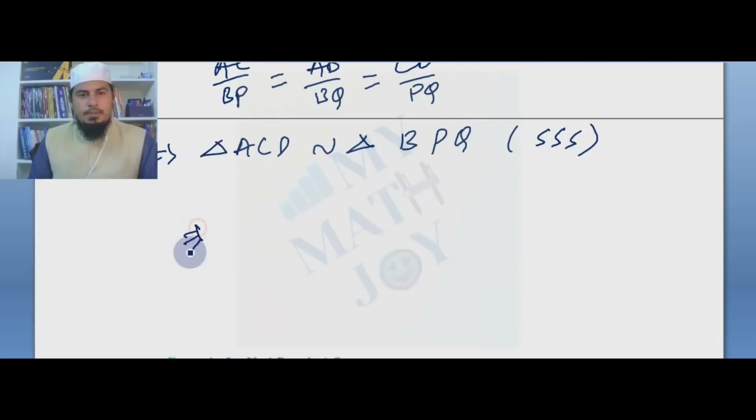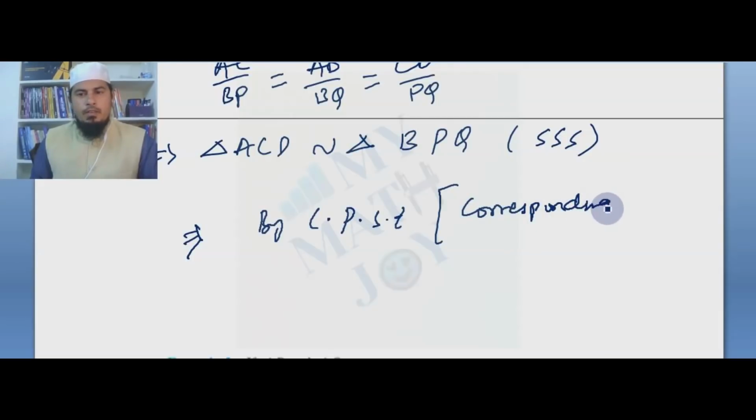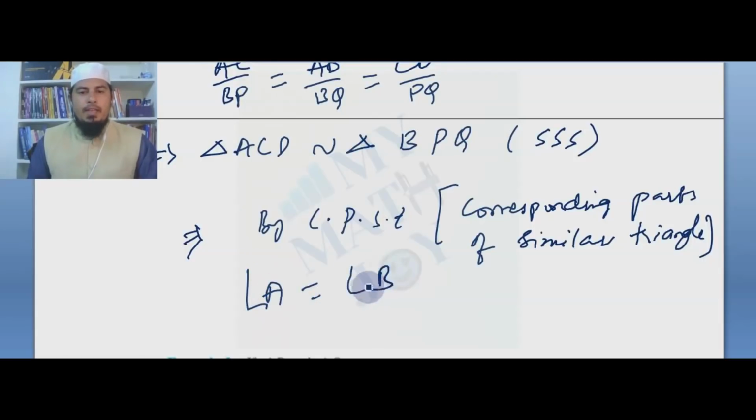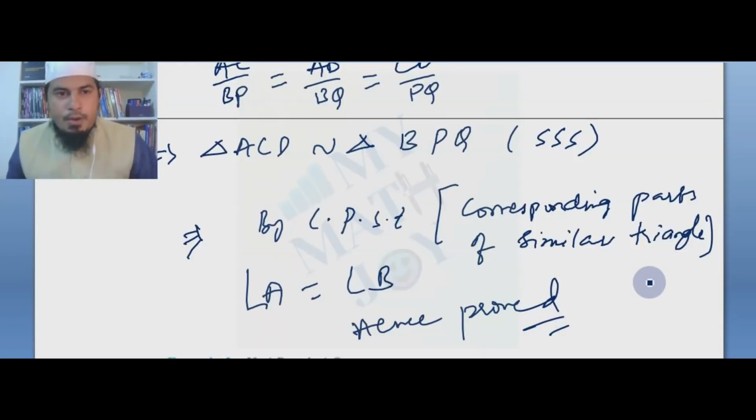That implies by CPST. What is CPST? Corresponding parts of similar triangles. What do you mean by this? That is, if two triangles are similar, their corresponding angles are equal. In order to tell that, we are writing a short form, that is CPST. Corresponding angles are equal. It means angle A should be equal to angle B. Hence, proved.